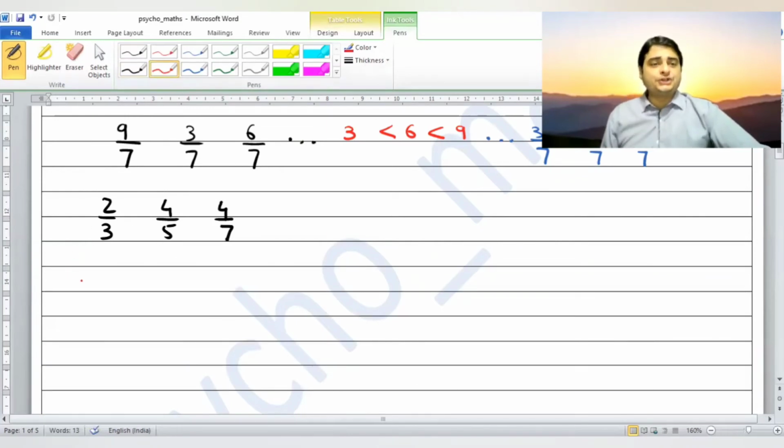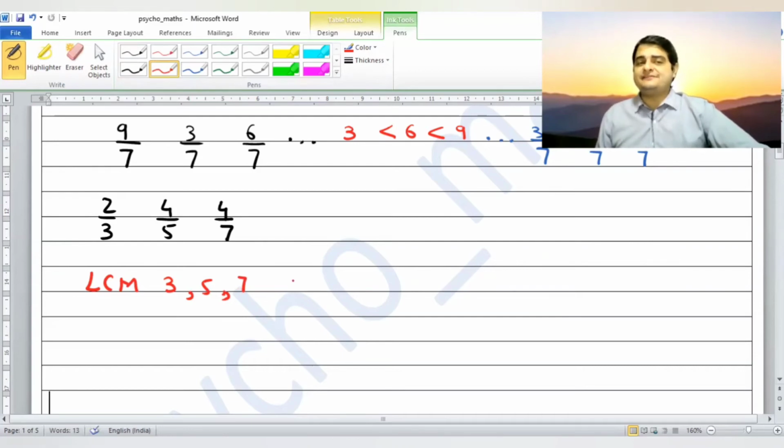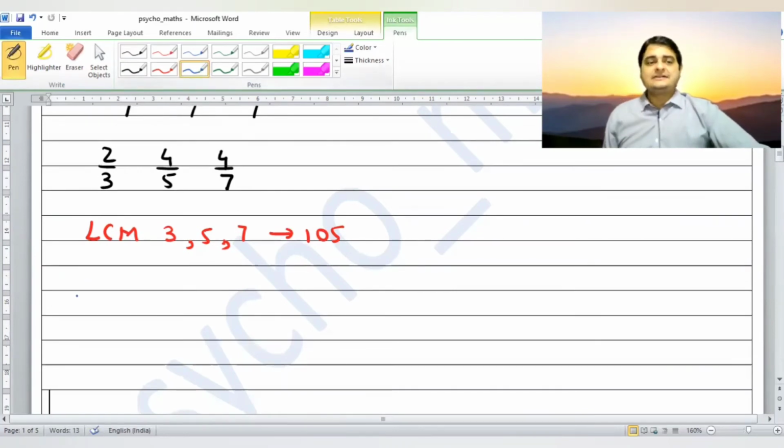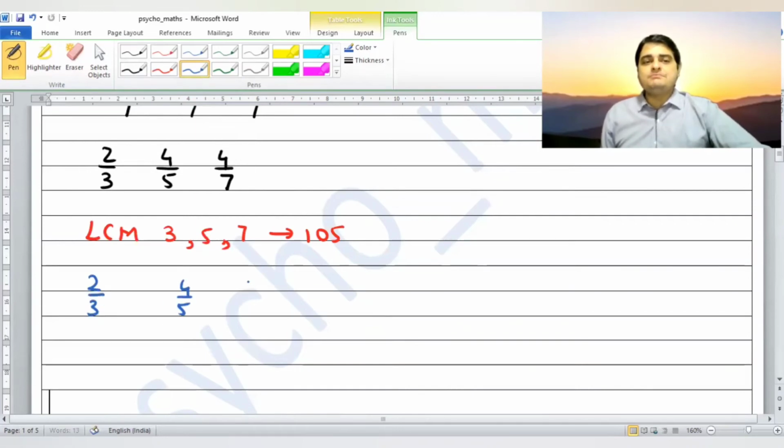But here, when there are more than two unlike fractions, the steps have to be a bit different. So what are we supposed to do? The very first step: take the LCM of 3, 5 and 7. Students, the LCM of 3, 5 and 7 is 105. This is the first step we have done, taking the LCM. Now, what shall we multiply the denominators by to make them 105, that is equal to the LCM?